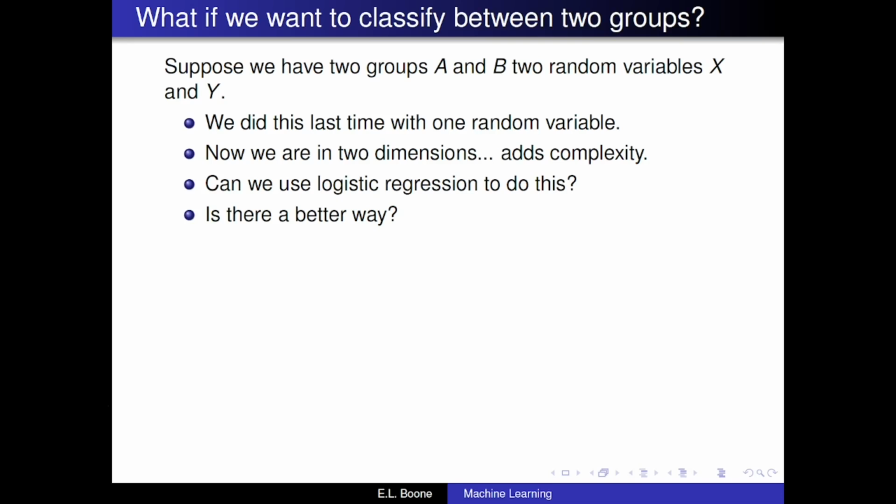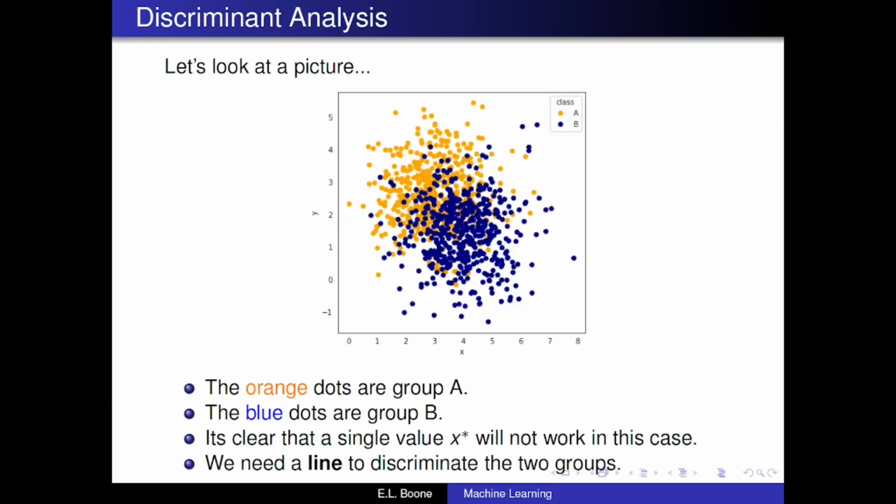Okay, so I'm going to show you the basic steps. I'm not going to show you all the steps because the computer can do it. All right, so here's a picture. We've got orange dots are group A, the blue dots are group B, and it's clear that a single value will not separate this. But you can see that the two groups don't overlay each other exactly. So we're going to need a line to discriminate between them. We can get a line that says if we're bigger than this line, then we're in the orange group, and if we're less than this line, then we're in the blue group.